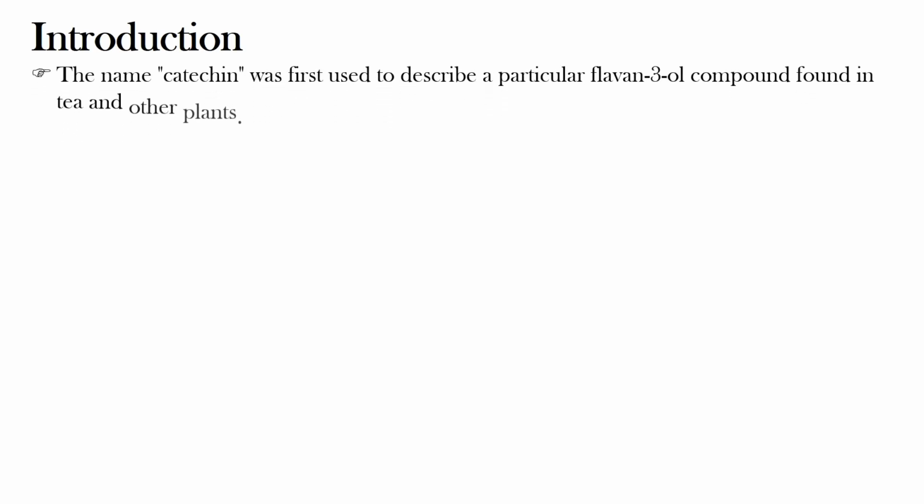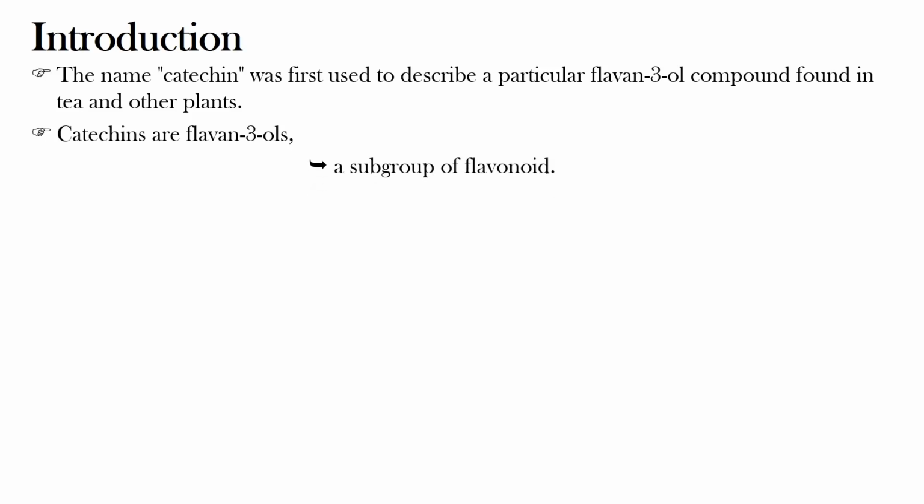In fact, the name catechin was first used to describe a compound found in tea and other plants, and today catechin is used to denote a particular compound as well as a group of compounds. As a group of compounds, catechins are flavan-3-ols. Flavan-3-ols are a subgroup of flavonoids.